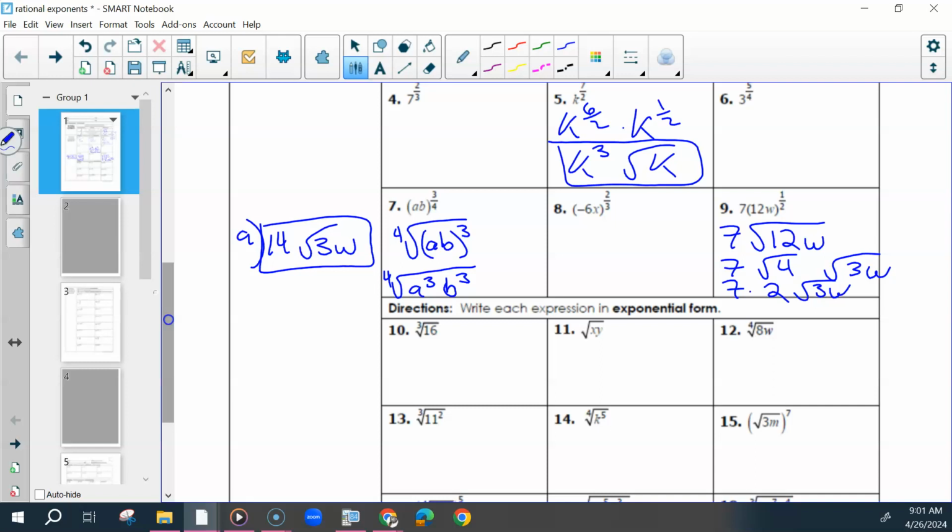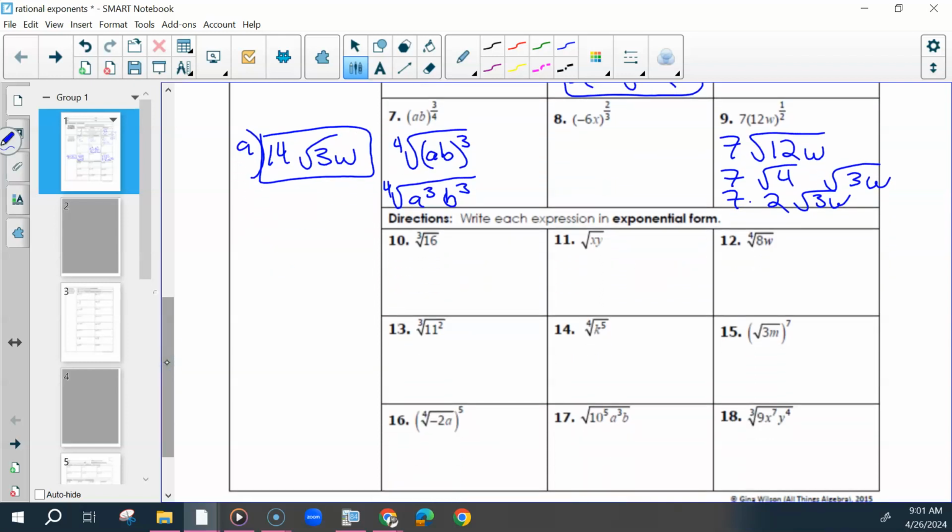Any questions on that one? The next section is switching. So we were in exponential form, writing it in radical form. Now we're going to start with radical form and write it in exponential form. Same rules apply. Whatever the number outside of the radical is going to be the denominator of your fraction. If you have exponents, that's going to be your numerator. How would I write number 10 in exponential form?